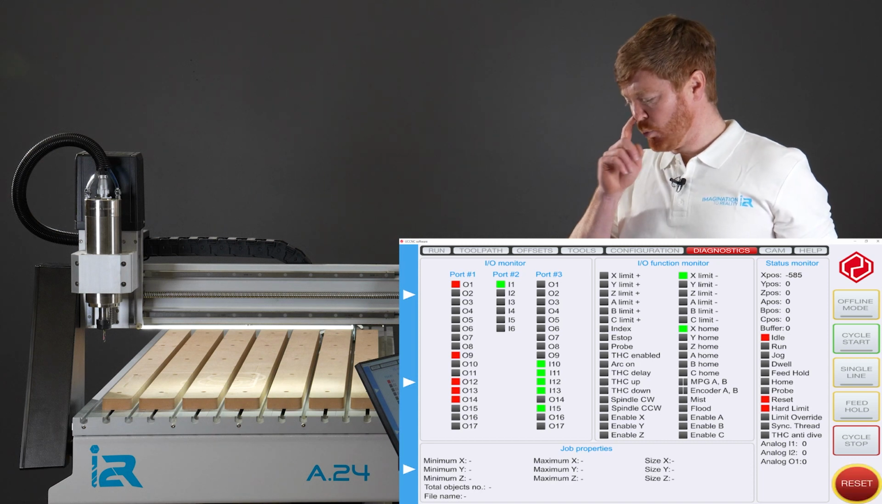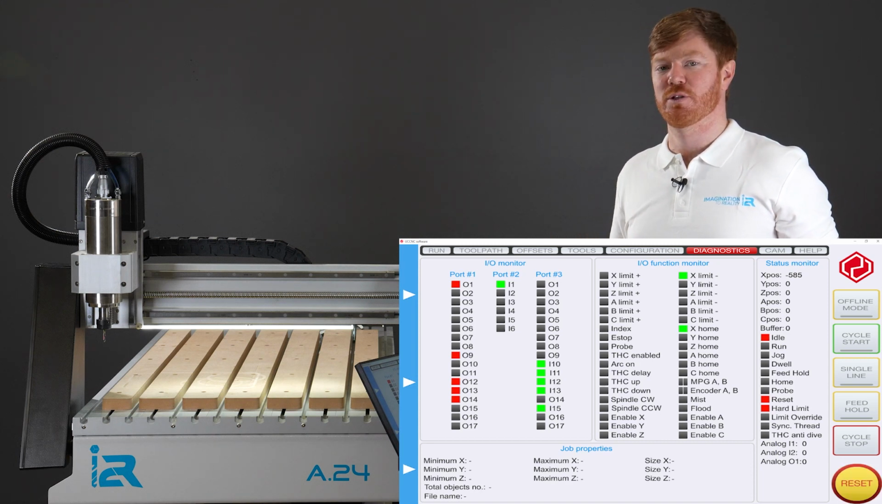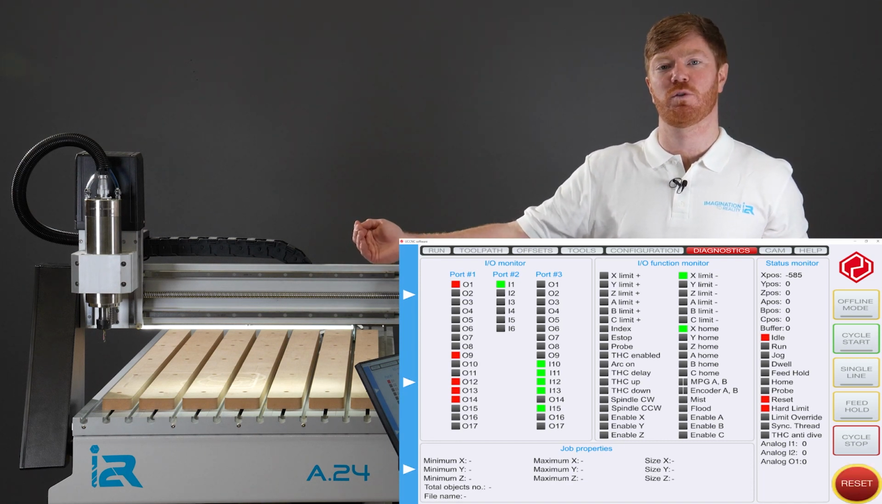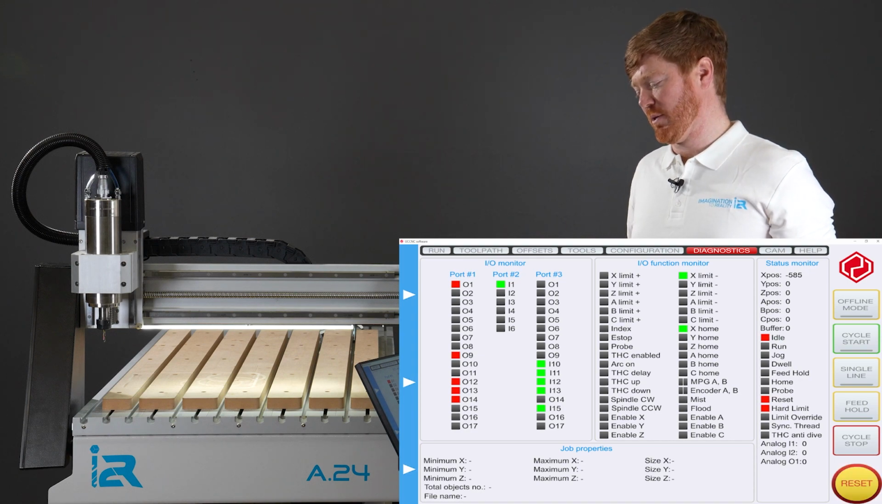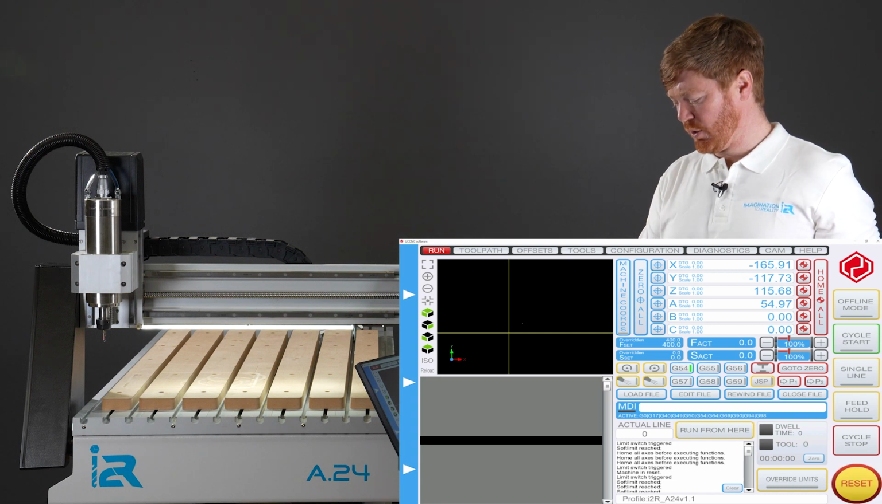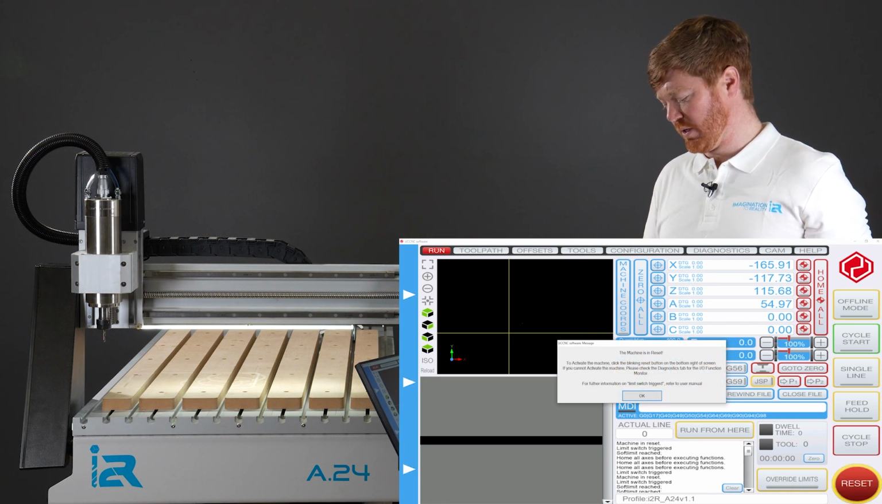In our case, we can see that the X limit negative is active and the X home position. The reason this is useful is it shows us that we'll need to move the X axis in a positive direction to disengage that limit. So to do this, we'll jump back to the Run tab, and I just want to show you that when a hard limit is active, you are unable to undo the reset button.